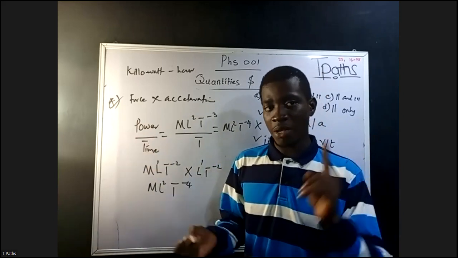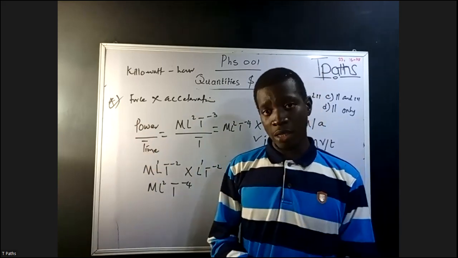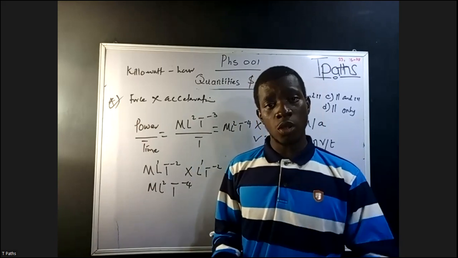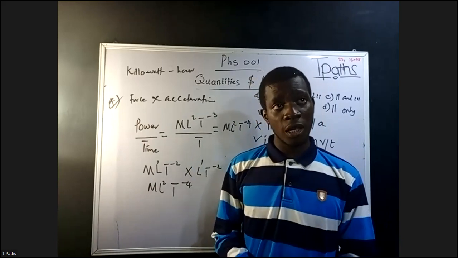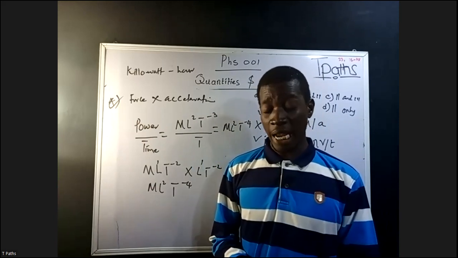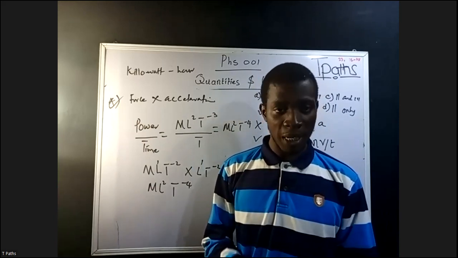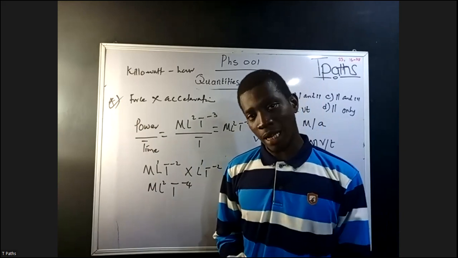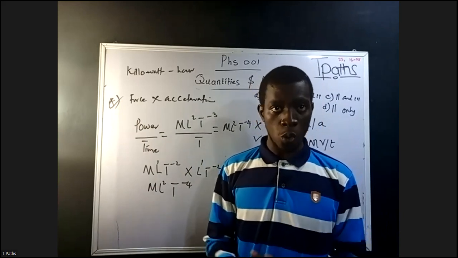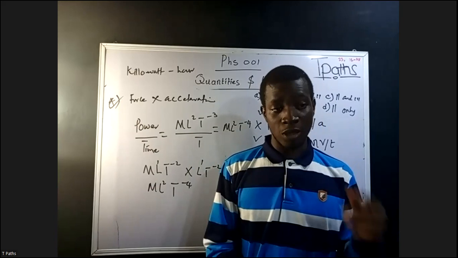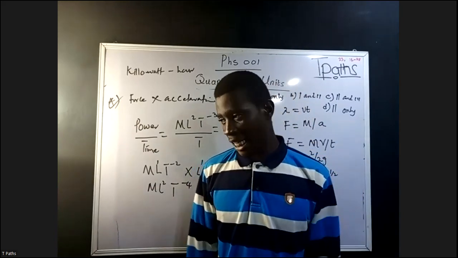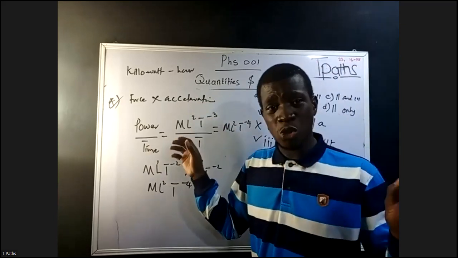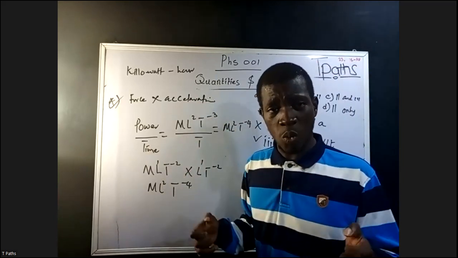Fundamental quantities, let me recap. Number 1, mass, which is measured in kilogram. Number 2, time, which is measured in seconds. Number 3, length, which is measured in what? Meter. Amount of substance, which is measured in what? Mole. And the last one, luminous intensity, which is measured in what? Candela. So all these ones I mentioned are fundamental quantities.